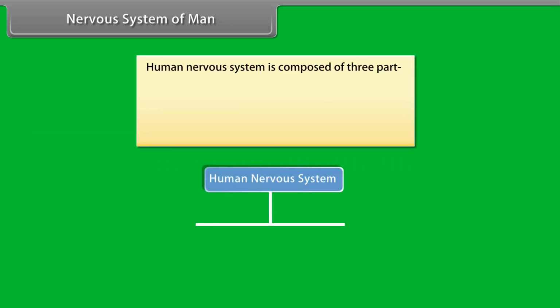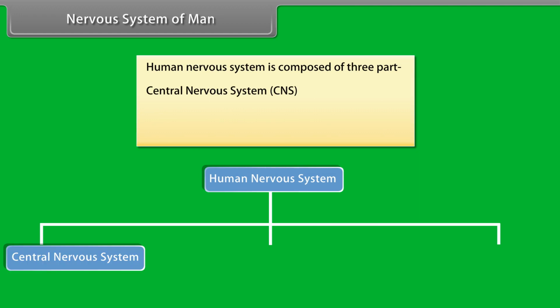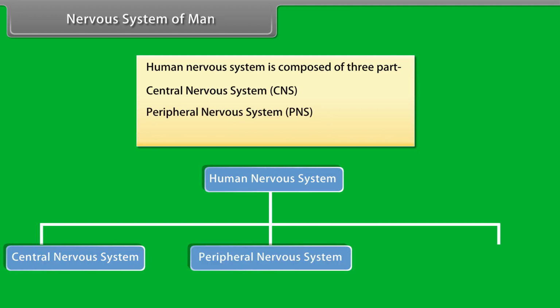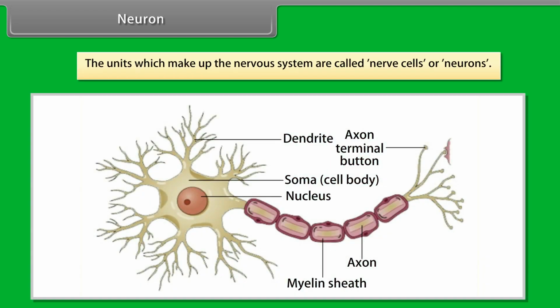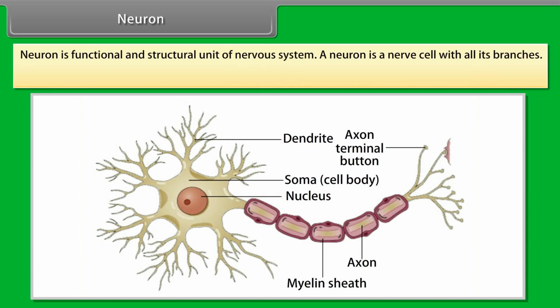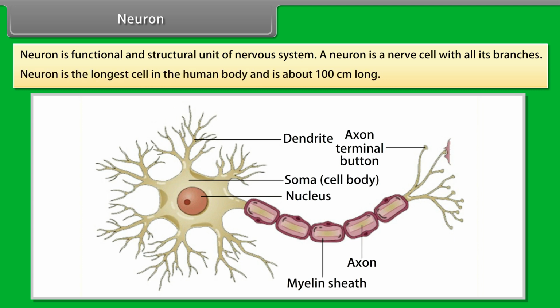The human nervous system is composed of three parts: the central nervous system, CNS; the peripheral nervous system, PNS; and the autonomic nervous system, ANS. Neuron. The units which make up the nervous system are called nerve cells or neurons. A neuron is the functional and structural unit of the nervous system. A neuron is a nerve cell with all its branches. It is the longest cell in the human body, about 100 centimeters long.